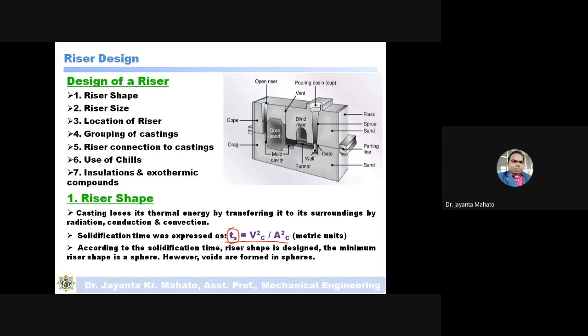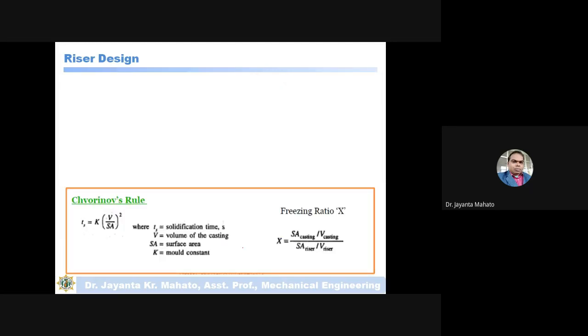So this V over A means volume divided by area. By calculating this solidification time, we have to design the riser shape. There is a rule called Chvorinov's rule.